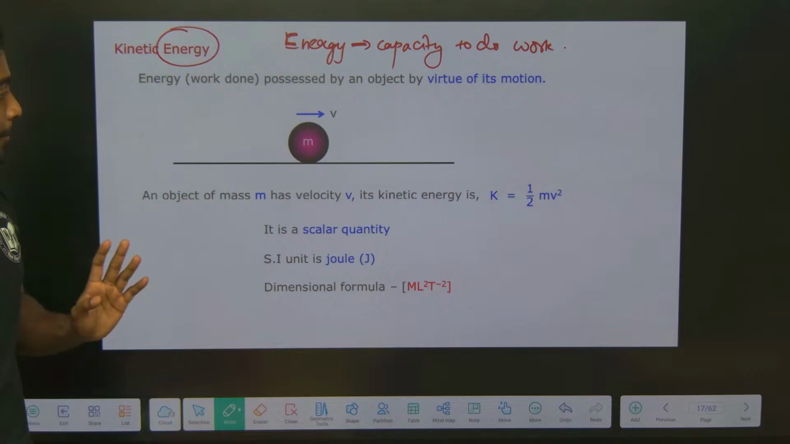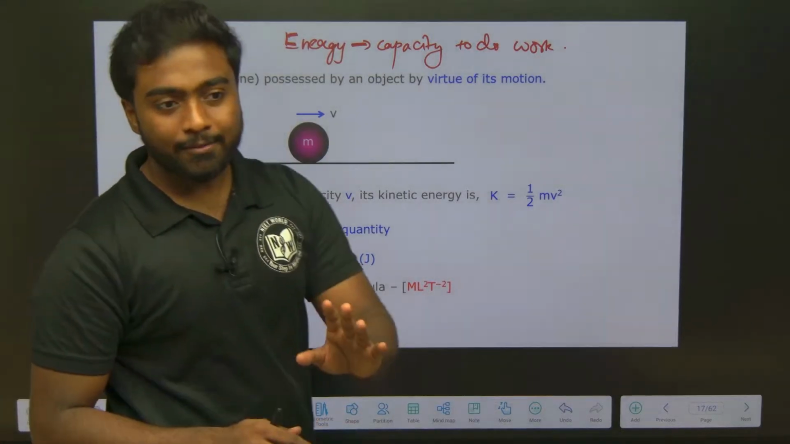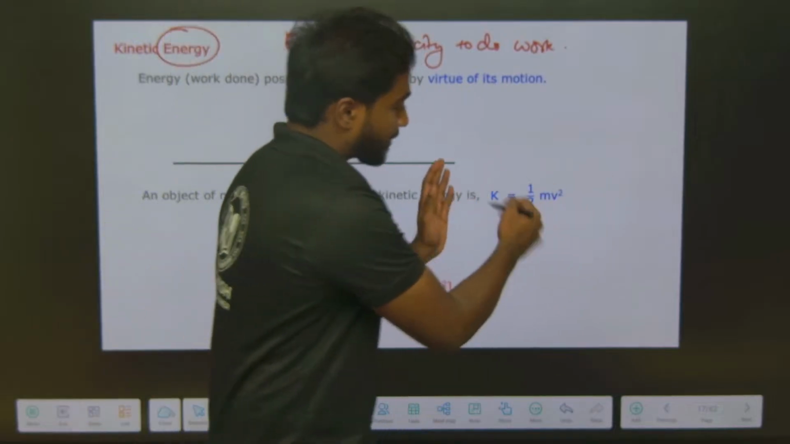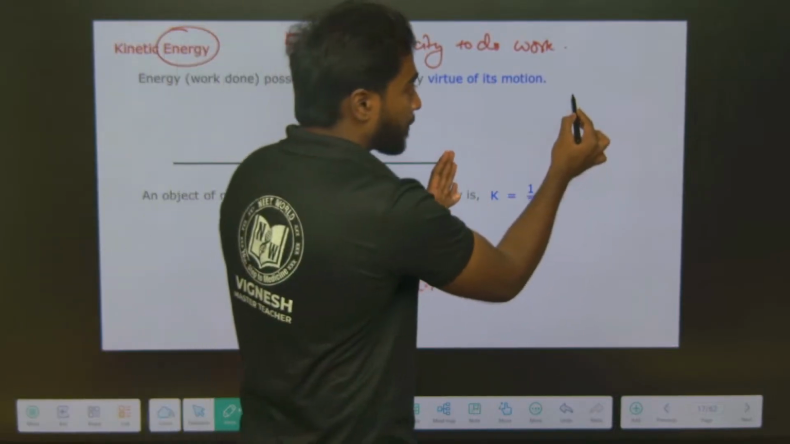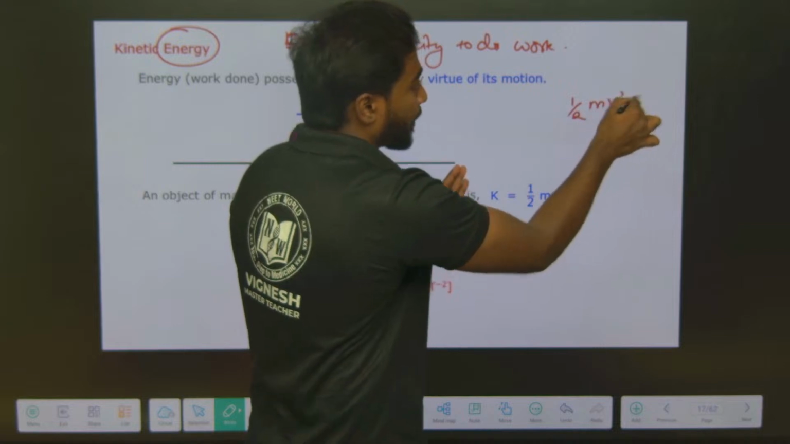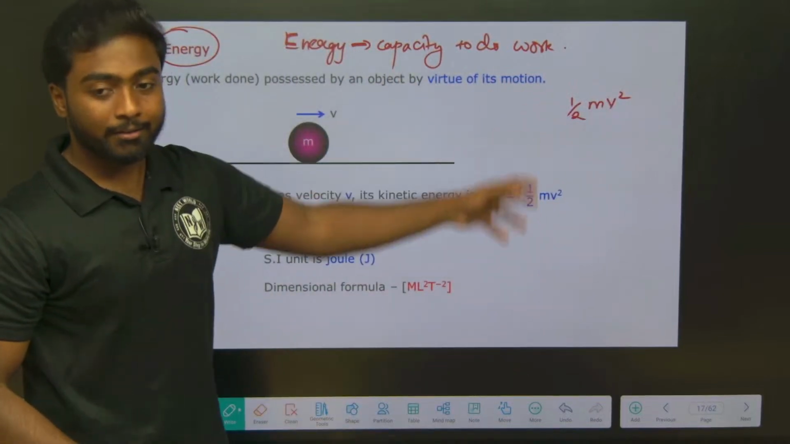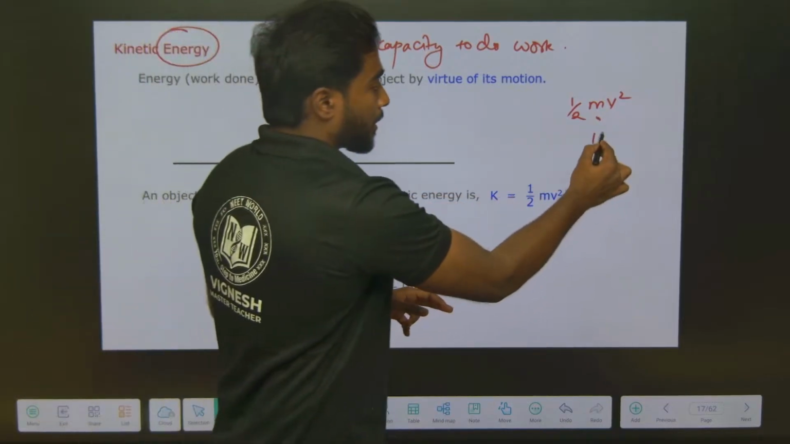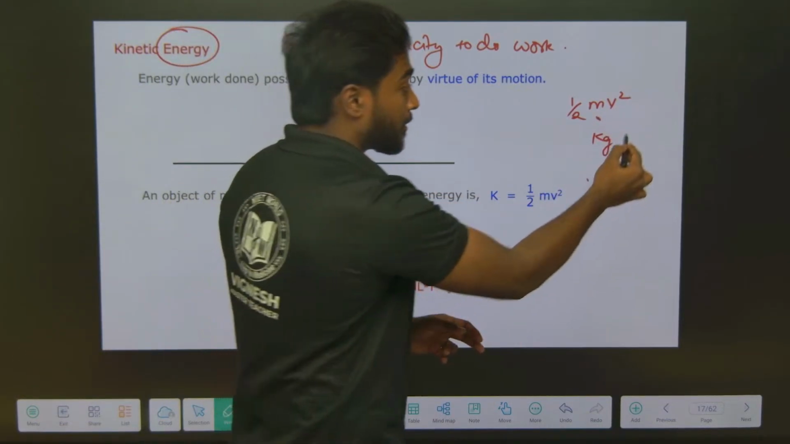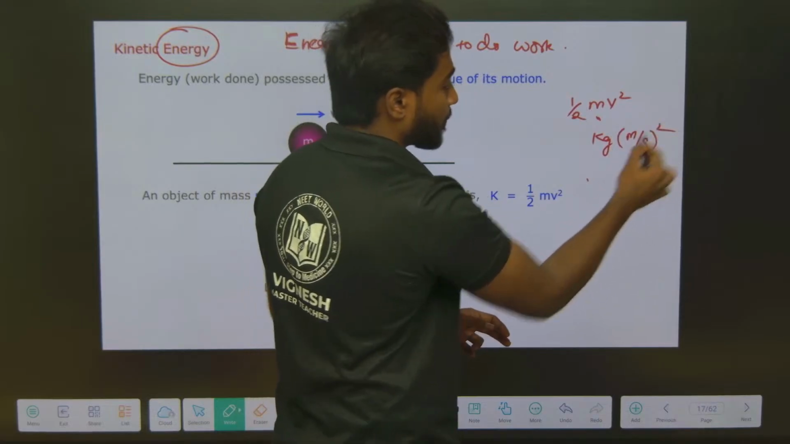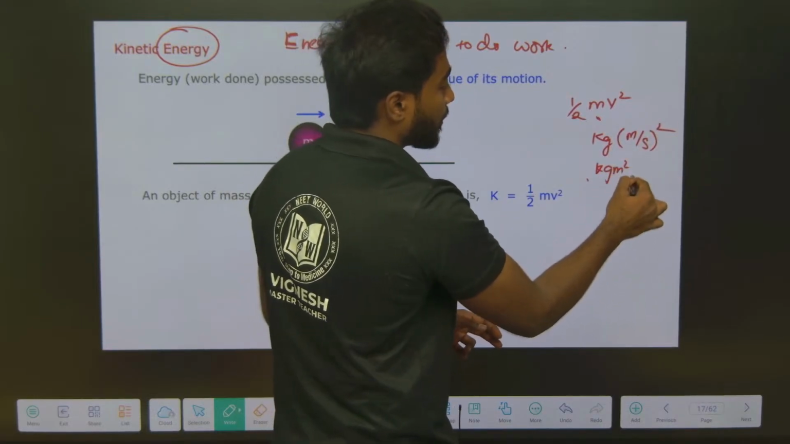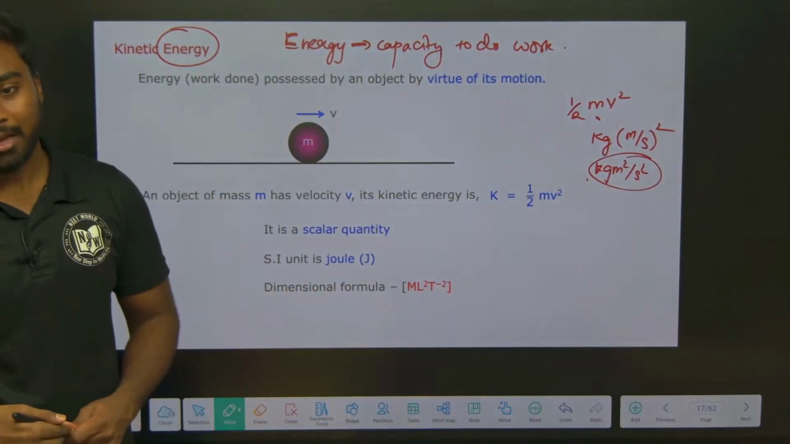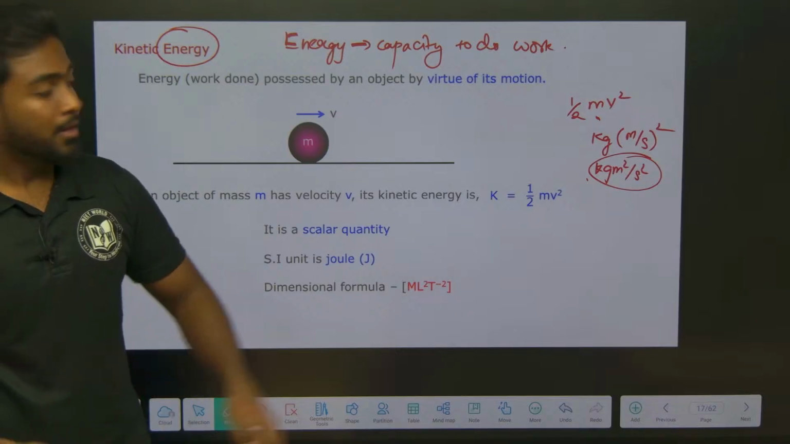For example, in basic classes we have studied potential energy and kinetic energy formulas, right? Yes, the same formula, half m v square. Let us derive whether it is the same or not. Mass in kg, velocity in meter per second, the whole square. So kg meter square per second square. Am I getting the same? Yes, I am getting the same.